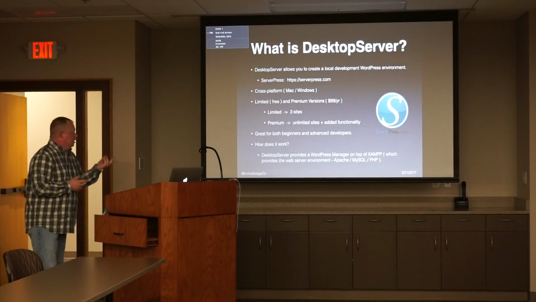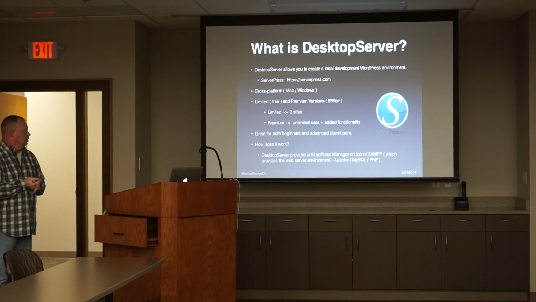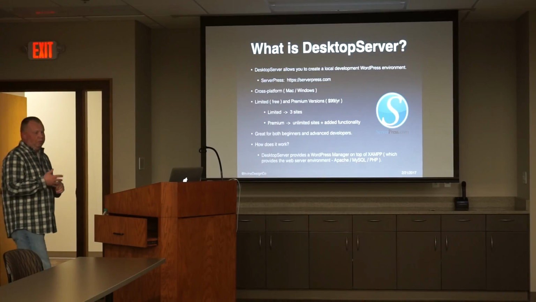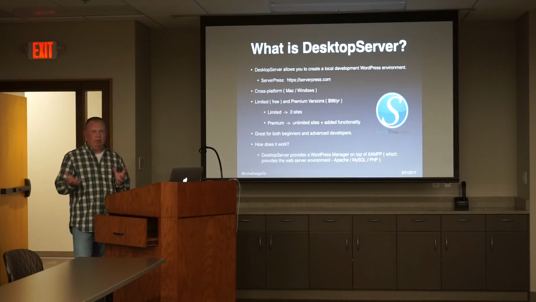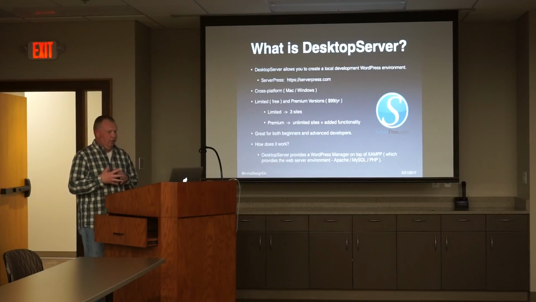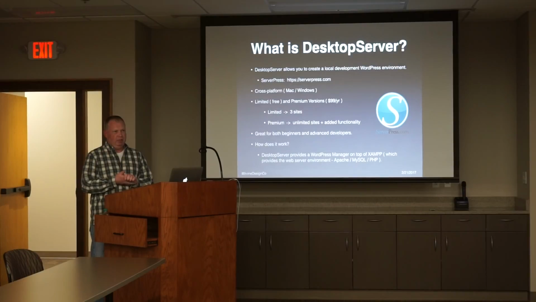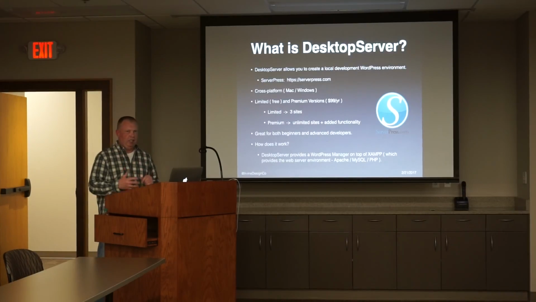And how does it work? This is more for the advanced people probably, but Desktop Server provides a WordPress manager that sits on top of XAMPP, which provides the web server environment, which is Apache, MySQL, PHP. So people hear MAMP or WAMP running on Mac or Windows. XAMPP is a cross-platform version of AMP, basically. So Desktop Server basically packages XAMPP with Desktop Server, so you don't have to install it separately. But I kind of want you guys to know how it works behind the scenes.